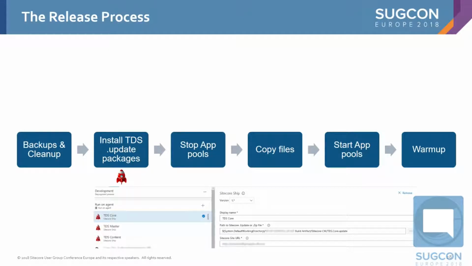Now, our other little player that comes in there for installing TDS packages is Sitecore Ship. The Sitecore Ship actually has a VSTS plugin, as you can see, which allows you very easily to put it into your release process. So the only thing you need to do is actually say, what's the package name, where should I find it, and then to what URL should I install it. So if you have Sitecore Ship on your Sitecore instance, you can just install it simply like this.